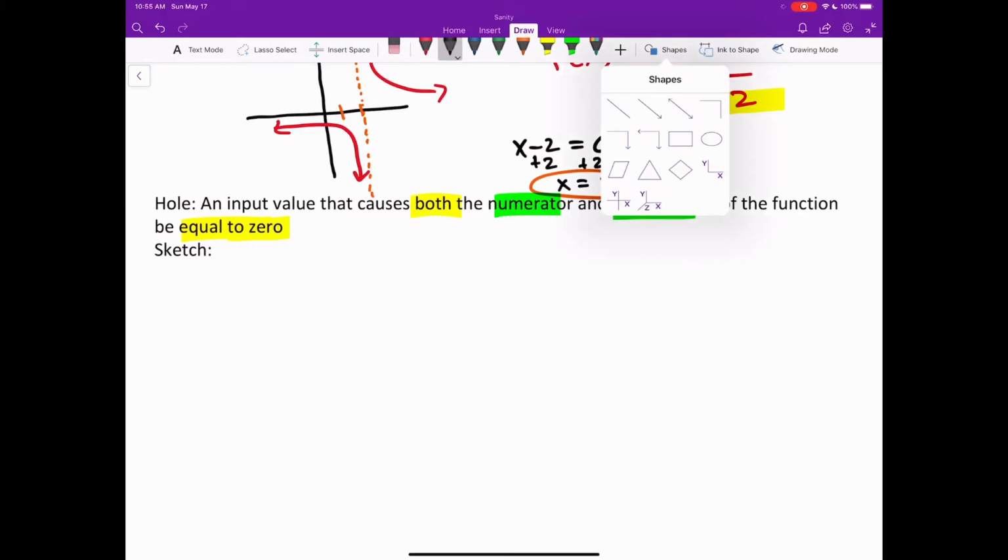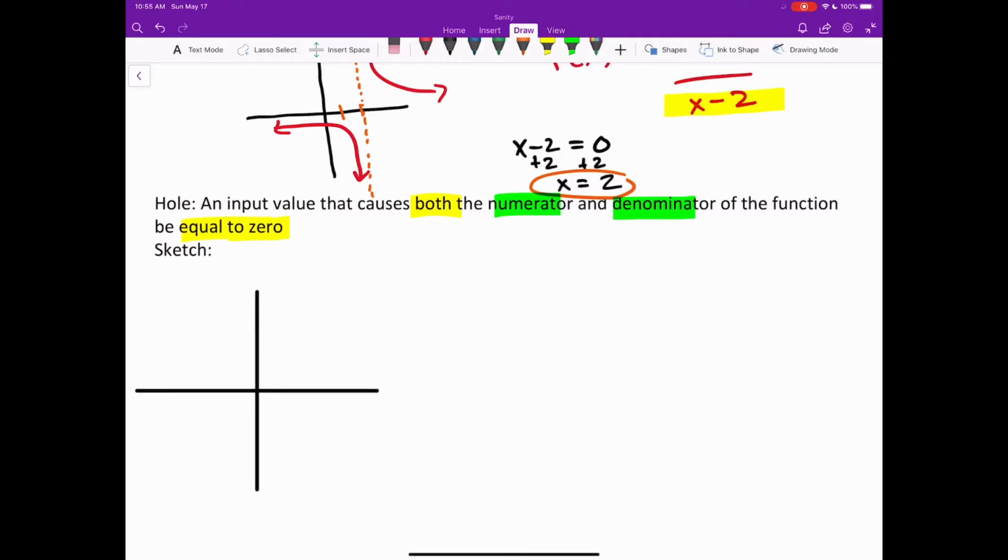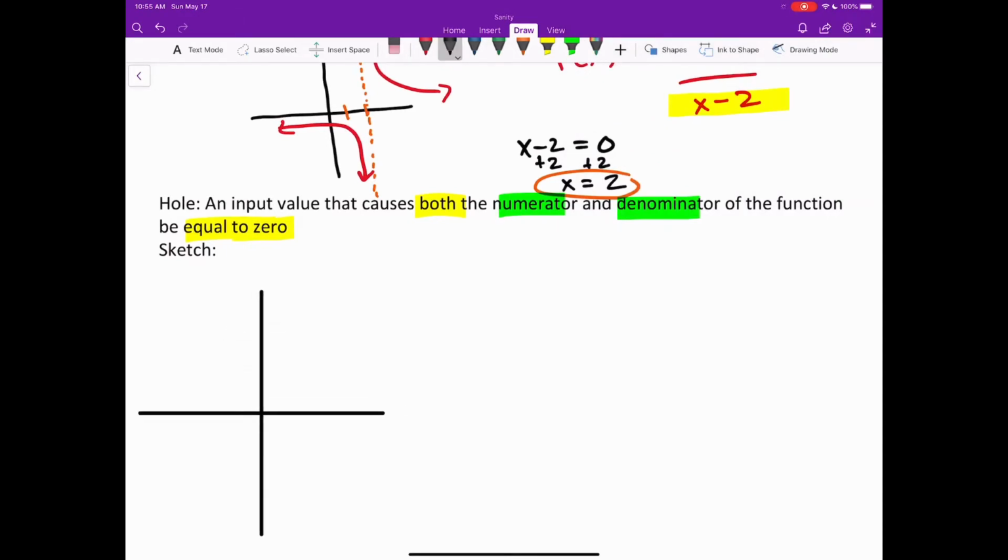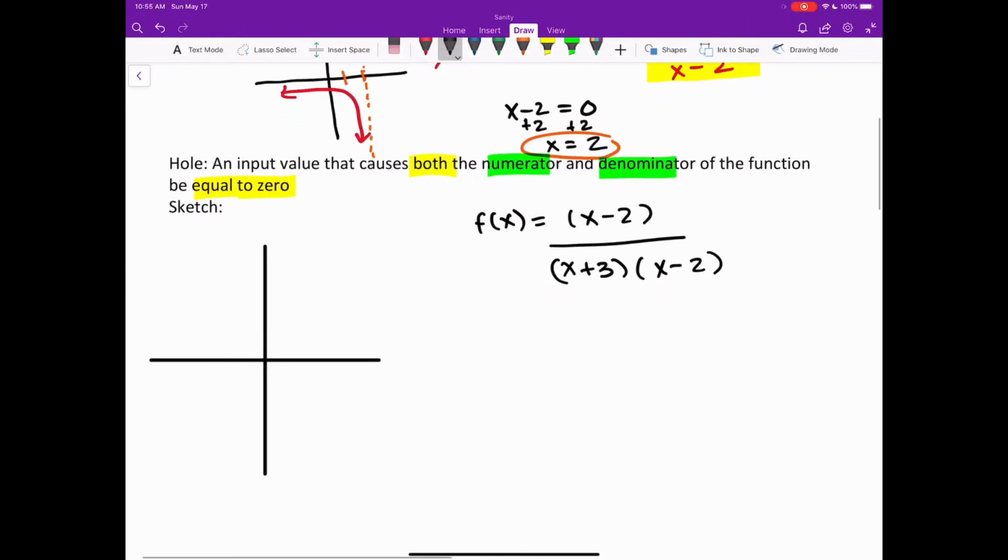Here's my little sketch just so we have that off to the side. So here's my coordinate plane. And I'm going to use the function, I just made this one up, f of x equals (x minus 2) divided by (x plus 3) times (x minus 2). This is where I'm using parentheses to separate these linear factors. Looking here in my denominator, technically there would be 2 asymptotes because there are 2 possible values that will make my denominator 0.